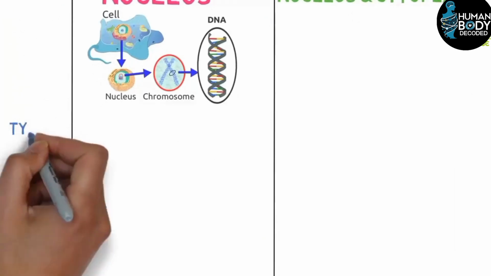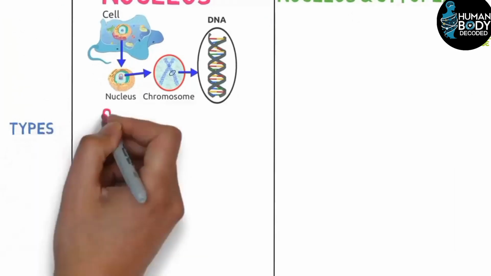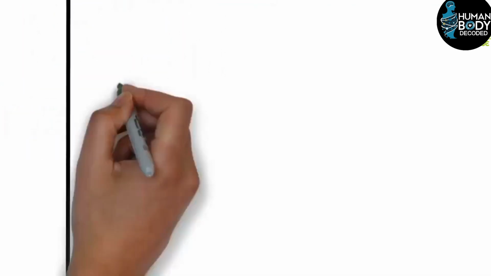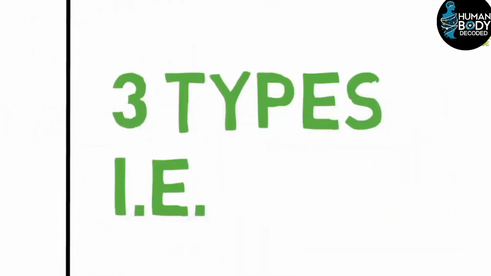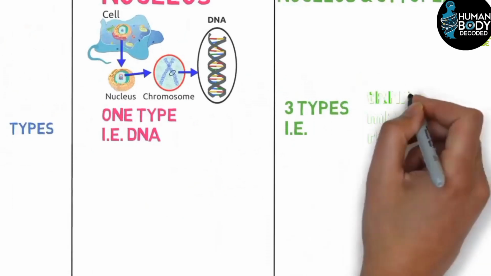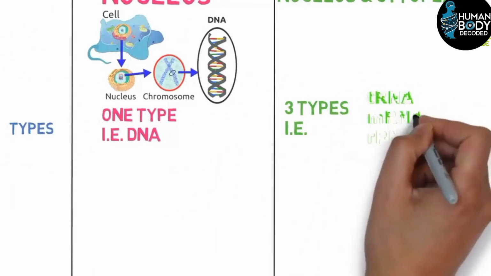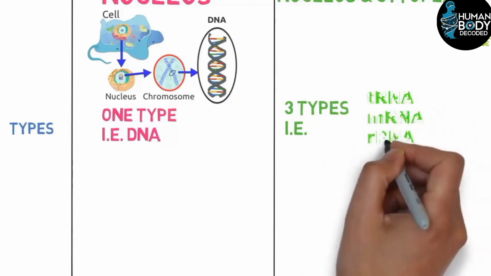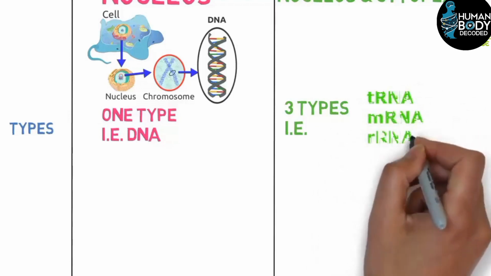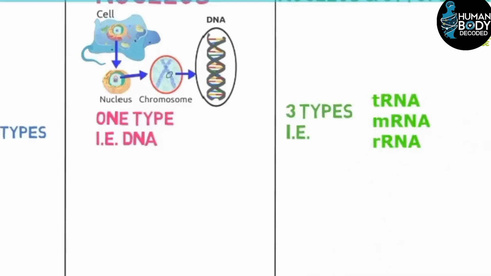When we talk about types, DNA is of only one type, which we simply call DNA, and it is found in the nucleus. But RNA has 3 types: tRNA, mRNA, rRNA. tRNA stands for transfer RNA. mRNA stands for messenger RNA. rRNA stands for ribosomal RNA. Transfer RNA helps in transferring. Messenger RNA carries messages, and rRNA attaches to ribosomes.